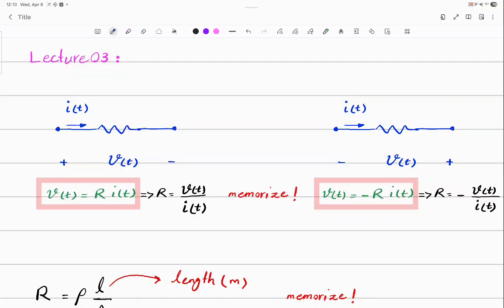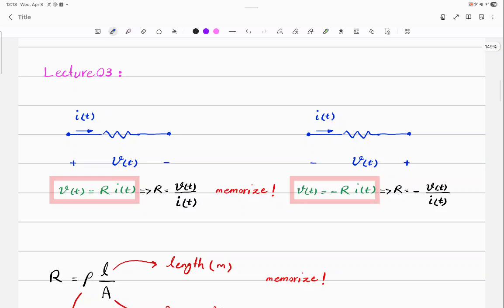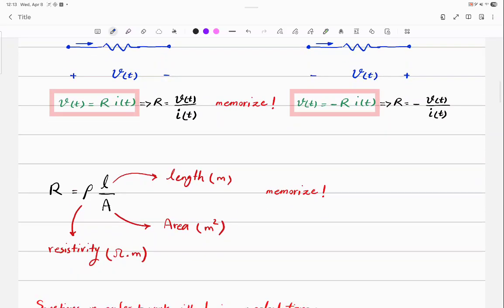It's not either of the terminals' voltages. It's the voltage between the terminals. Okay? Very important. What if the current enters from the negative terminal? Then the Ohm's law requires a negative sign. This is another equation, the structural equation for resistor, which is resistivity times length divided by area.